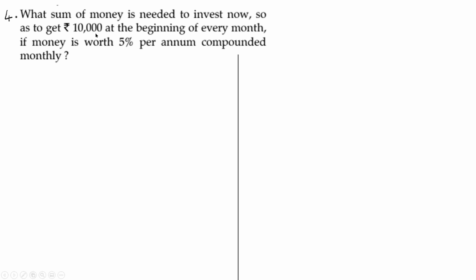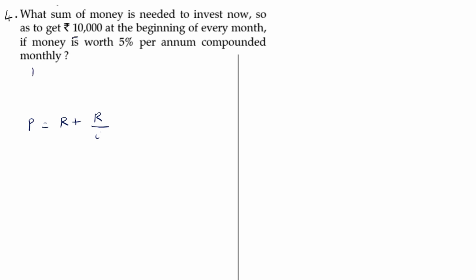Next question: what sum of money is needed to invest now so as to get rupees 10,000 at the beginning of every month if money is worth 5% per annum compounded monthly? So here we need to find the sum of money that has to be invested now so that we will be able to get rupees 10,000 at the beginning of every month. If it is at the beginning, then the formula for present value of perpetuity is P is equal to R plus R by I.